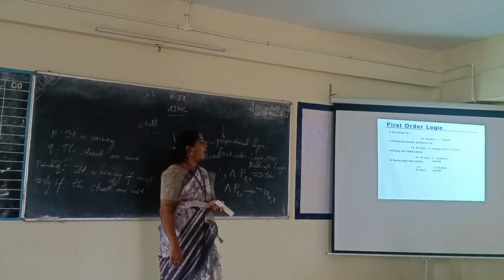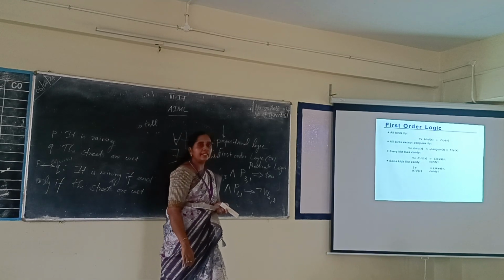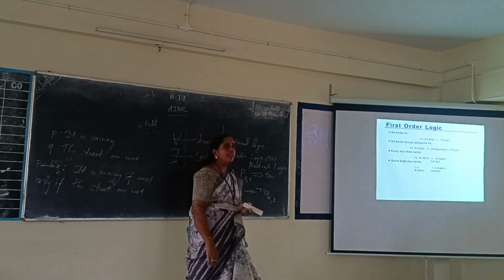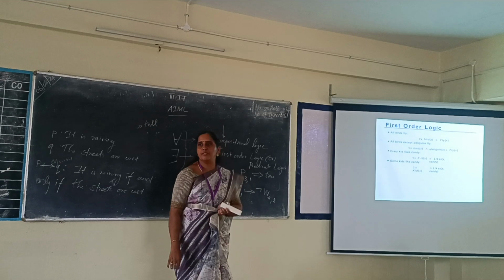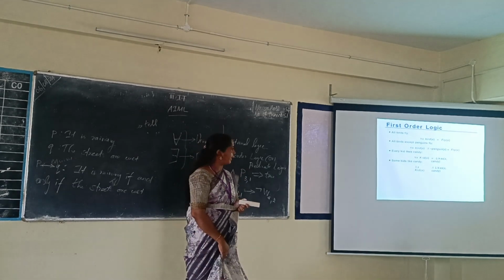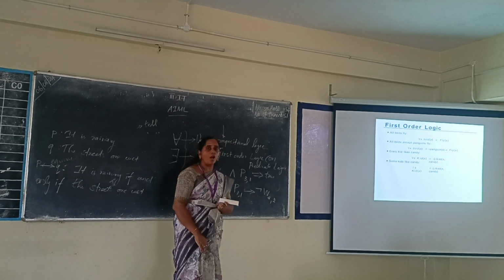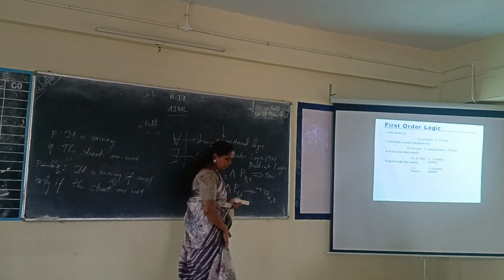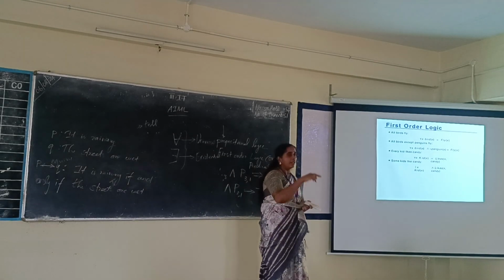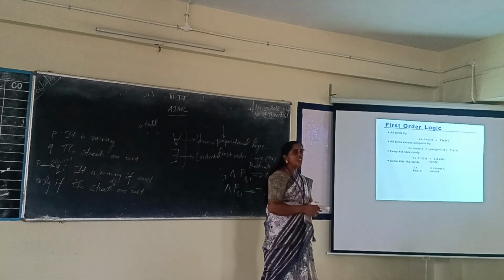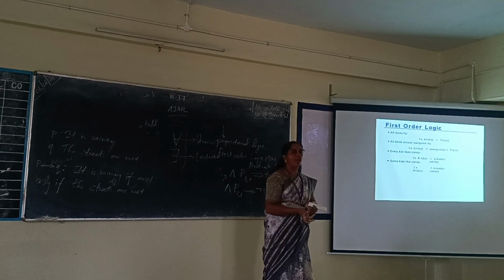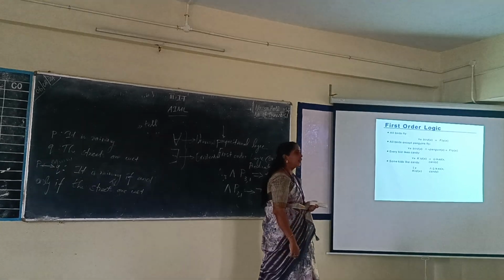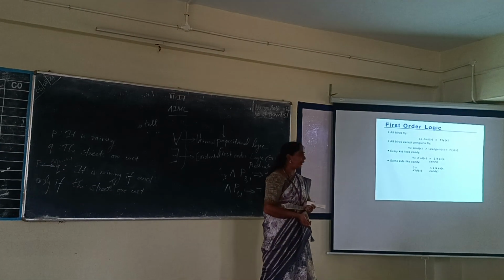Okay, then all birds fly. That can be represented as for all x, bird of x implies fly of x. So all birds may fly. Then the next condition is all birds except penguins fly. So for all x, bird of x, then conjunction operator, negation of penguin of x, implies fly of x. Penguins cannot fly, so all birds may fly except penguins.